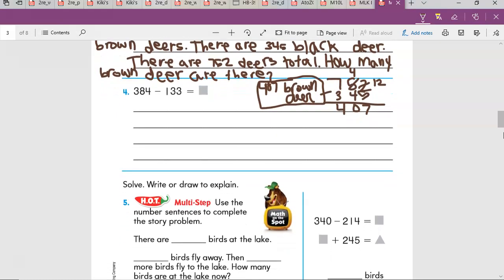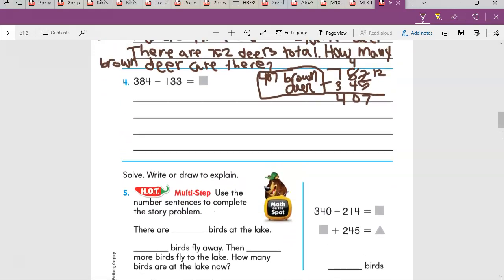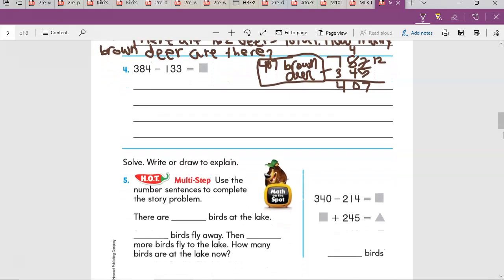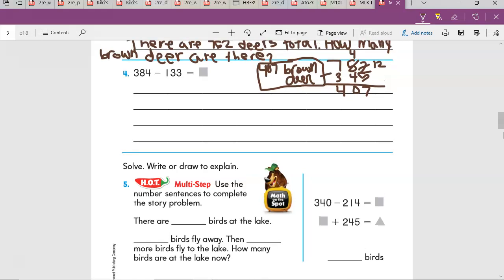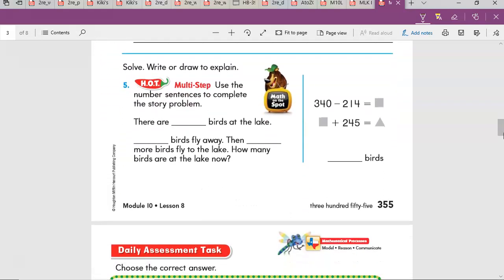Okay, number 5 is pretty simple. Let's look at it together. Solve, write, or draw to explain. Use the number sentence to complete the story problem. If you guys didn't get all of this down, I'll go back to it later, okay? Use the number sentence to complete the story problem. There are blank birds at the lake. Blank birds fly away. Then more birds fly to the lake. How many birds are at the lake now?